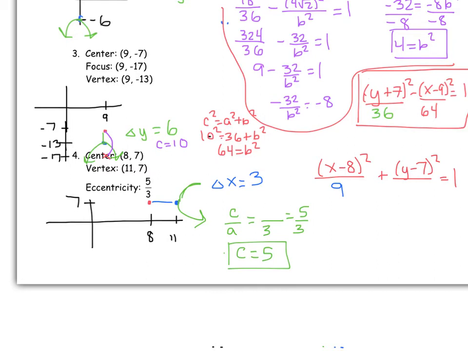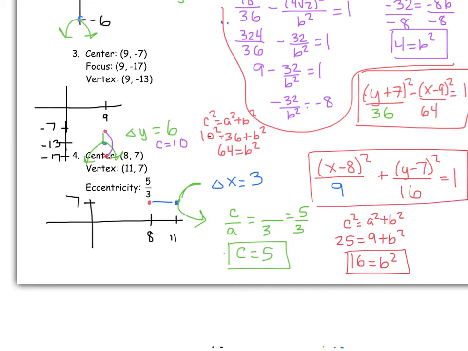So now remember that c is not what goes underneath y. The equation is c squared is a squared plus b squared. So now I know c, which is good, so I can say c squared is 25 is 9 plus b squared, but I still have to solve to figure out that b squared is 16. That's what goes underneath y. Don't think, oh, I did all this work, I'm done, and just plug c underneath y. You still have to solve for b squared.